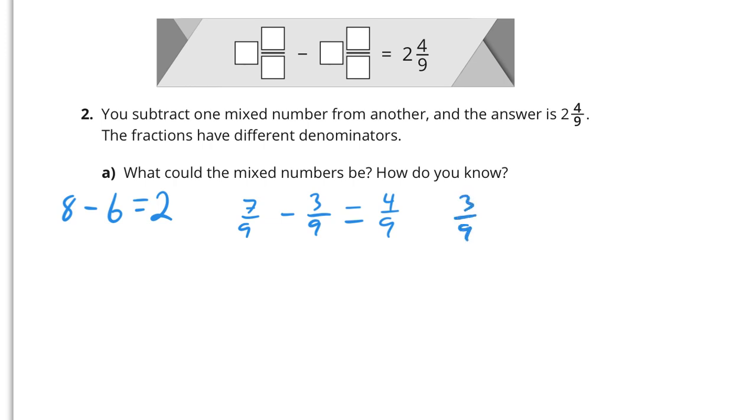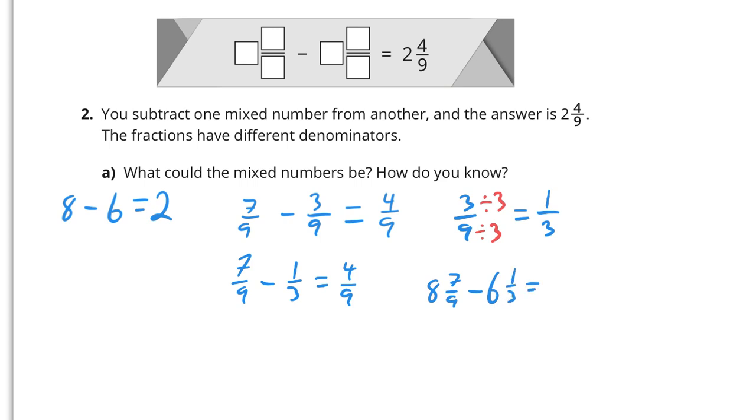We know that 3/9, they both share 3 as a factor, so we can divide both of them by 3 and find that equivalent fraction. So 3 divided by 3 is 1, 9 divided by 3 is 3. So now we can rewrite this as 7/9 minus 1/3 equals 4/9. Finally, we can put it all together and say we have 8 and 7/9 minus 6 and 1/3, and that will give us 2 and 4/9.